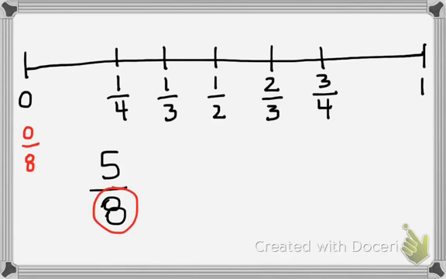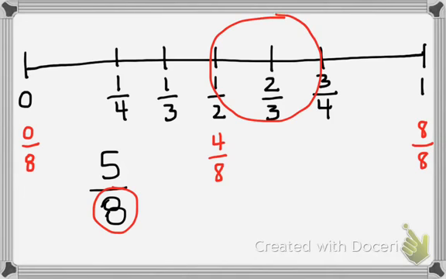So I know that 0 is 0/8. I know that 1 is 8/8. And I know that half is 4/8. So I know that 5/8 is going to fall somewhere within this area, because I also have to fit in here not only 5/8, but also 6/8 and 7/8. So those fractions have to fit in there somewhere.